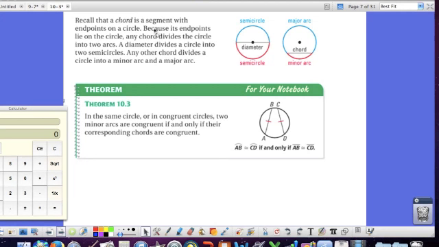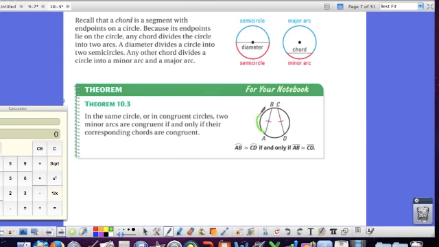Recall that a chord is a segment with endpoints on a circle. Because its endpoints lie on the circle, any chord divides a circle into two arcs. Any other chord divides a circle into a minor arc and a major arc. In the same circle or in congruent circles, two minor arcs are congruent if and only if their corresponding chords are congruent.